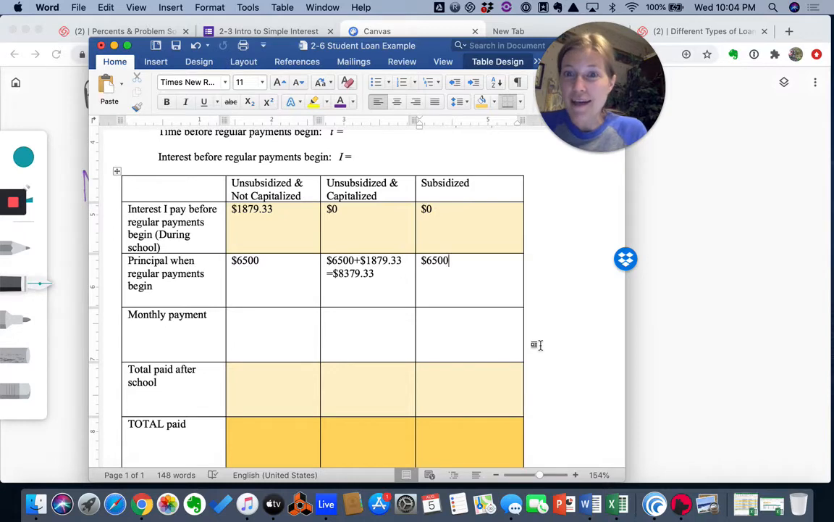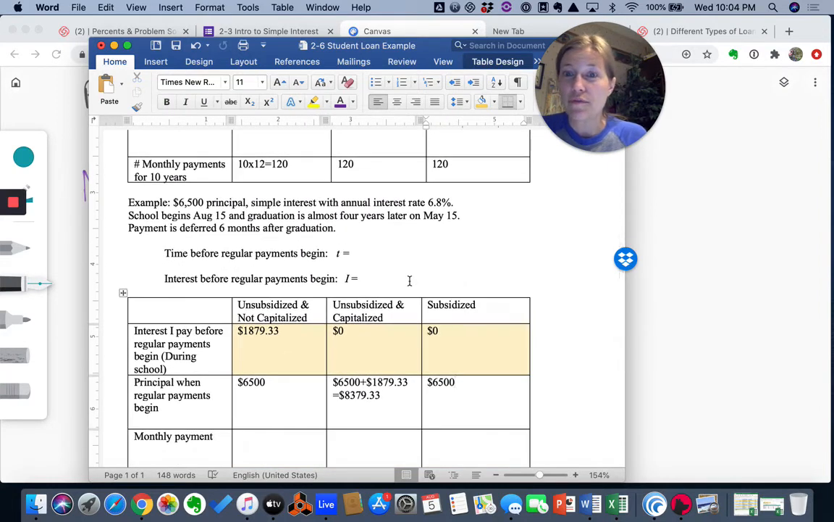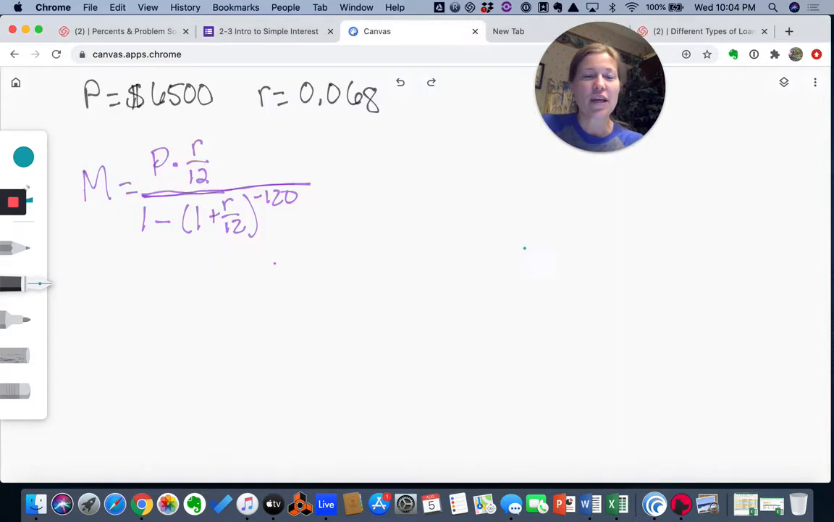So what I'd like to look at now is the monthly payment. Now we know with a student loan with a term of 10 years and monthly payments where you pay 12 times a year, that ends up with 120 payments total. What am I paying 120 times? So we have this monthly payment formula that we can easily plug into. We just have to be careful doing all of the arithmetic.